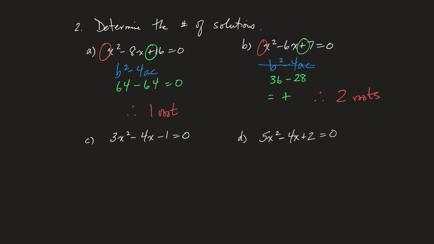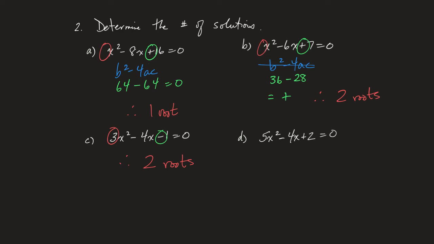Okay, jump down to C. My eyes go, is that standard form? Yes. Now my eyes go to the sign of my constant. And as soon as I see that that constant is negative, I can say two roots.